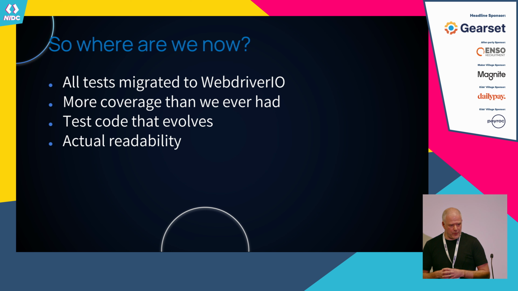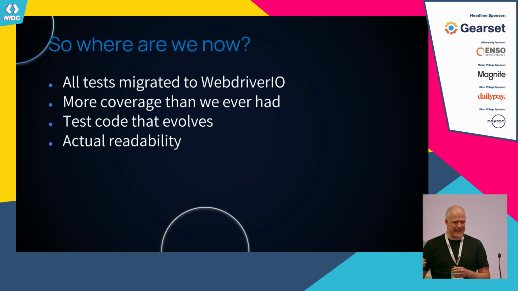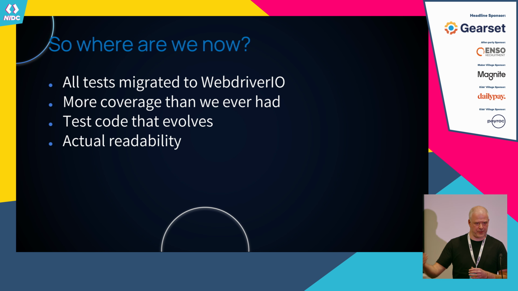So where are we now? It's been probably a year now since we had any of our Cucumber tests running. For a period of time, depending on the team or the domain, we had some of them running side by side for a short period. But we have test code that continues to evolve. And then importantly, with that final line, we have actual readability, but just as code rather than using Cucumber.